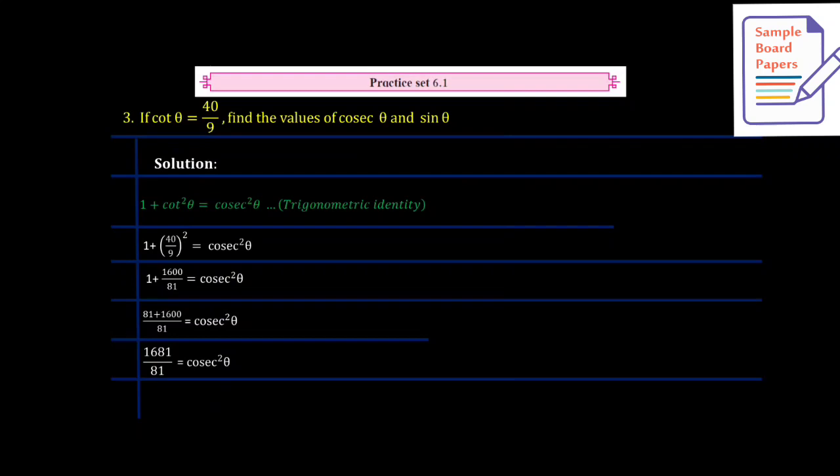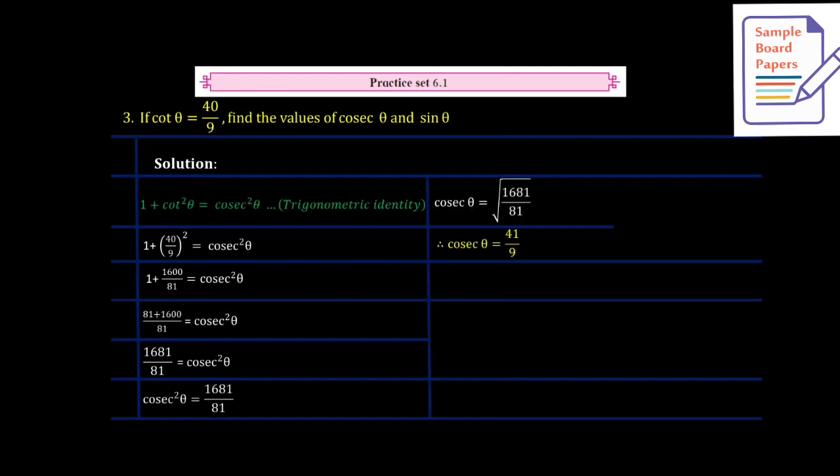Next step, interchange the values on both sides. Cosec square should come on the left hand side. Next step, you can take the square root. Cosec theta will be the square root of 1681 by 81. Now 1681 is also a perfect square. The square root of 1681 is 41. So 41 by 9, because the square root of 81 is 9. So we have finished the first part of our proof, that is cosec theta.